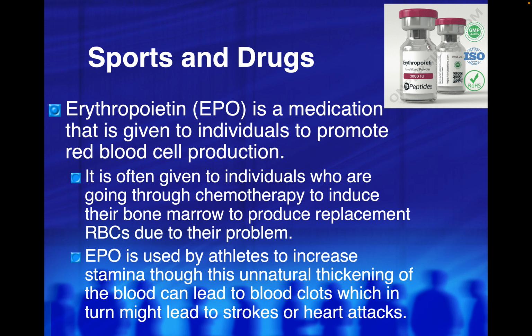Erythropoietin is a medication that is given to individuals to promote red blood cell production. It is often given to individuals who are going through chemotherapy to induce their bone marrow to produce replacement RBCs due to their problem, which is cancer, of course. EPO is used by athletes to increase stamina, though this unnatural thickening of the blood can lead to blood clots, which in turn might lead to strokes or heart attacks.